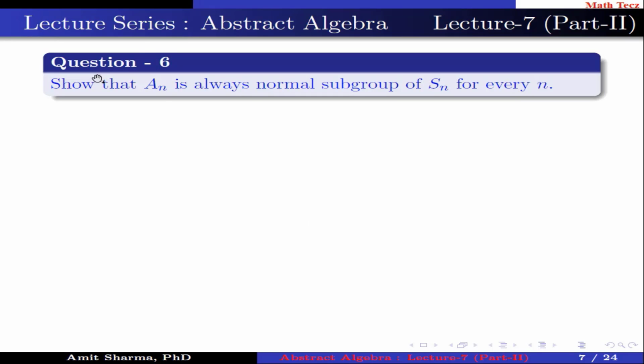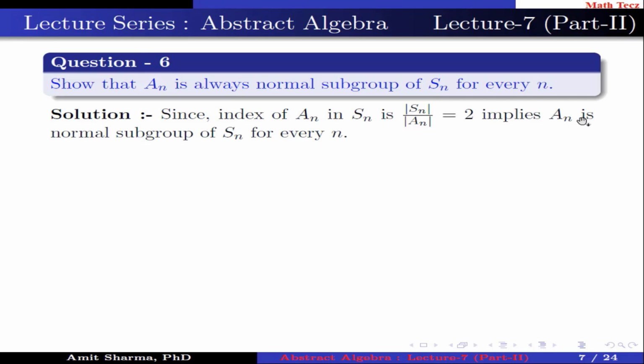Question number 6. Show that An is always a normal subgroup of Sn for every n. Since the index of An in Sn is the order of Sn divided by the order of An, which is equal to 2, this implies An is a normal subgroup of Sn for every n. For example, A3 is a normal subgroup of S3.